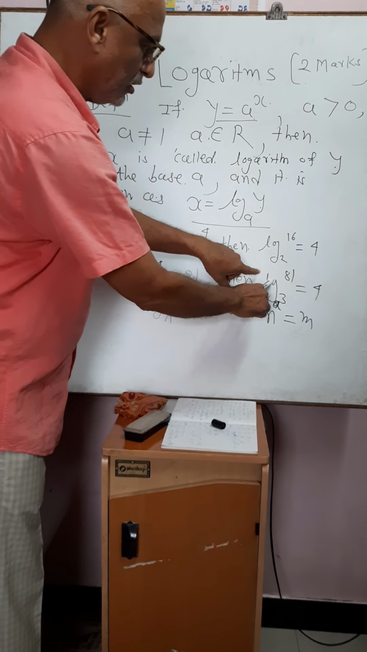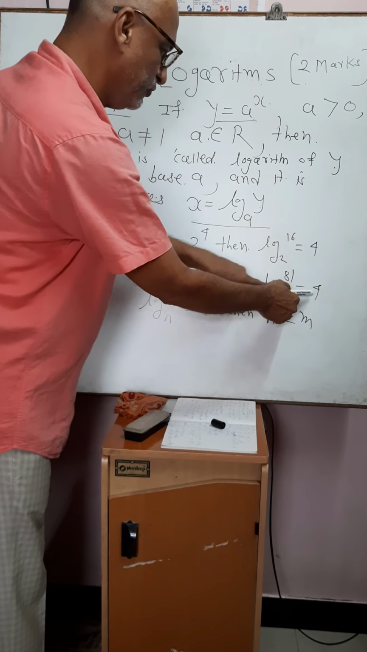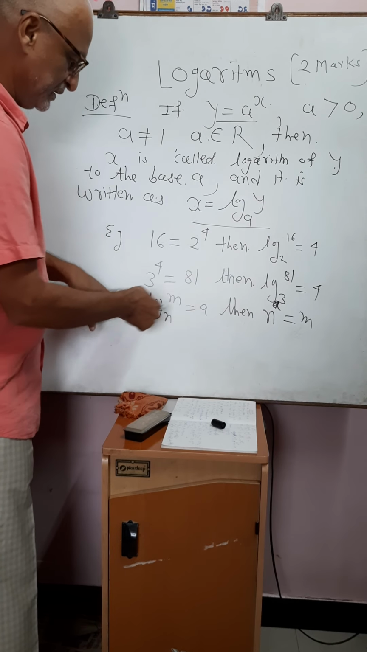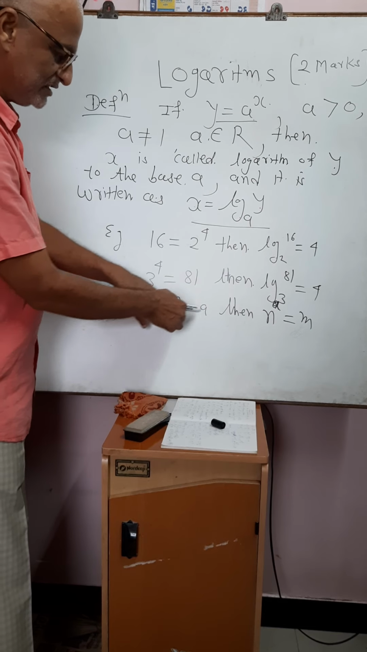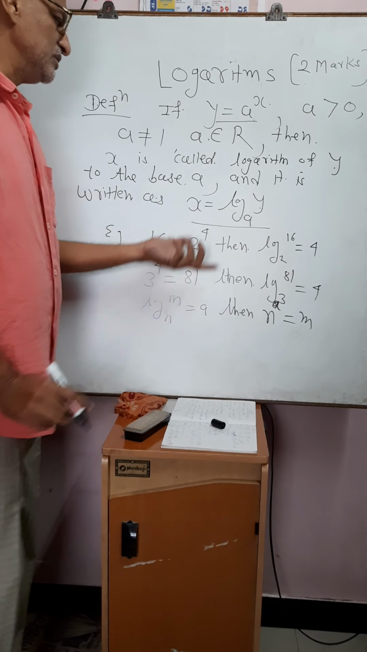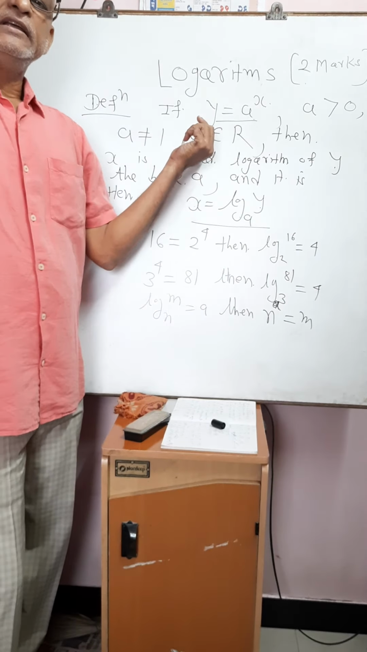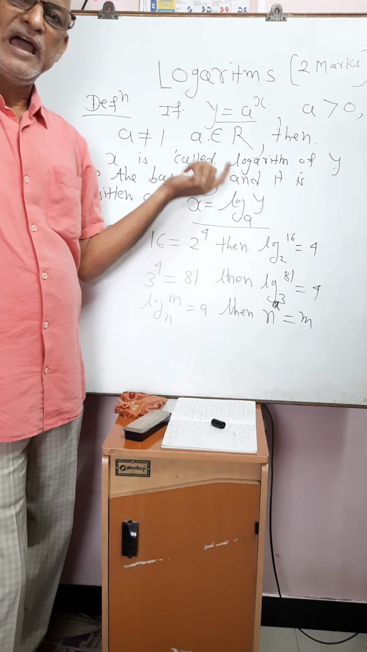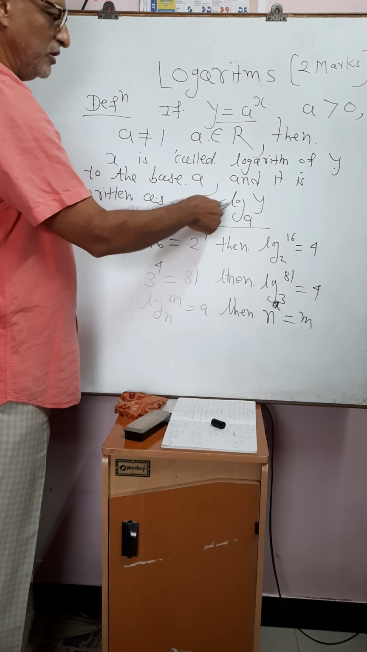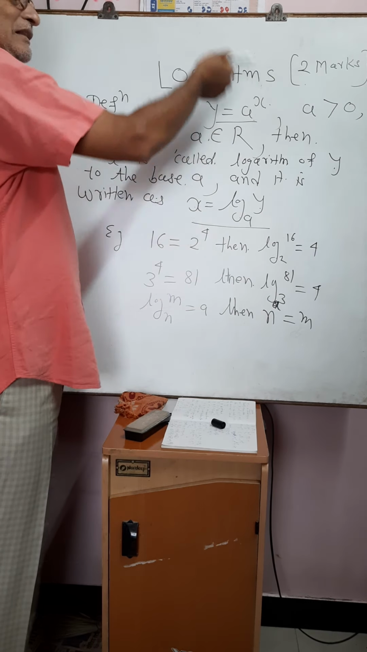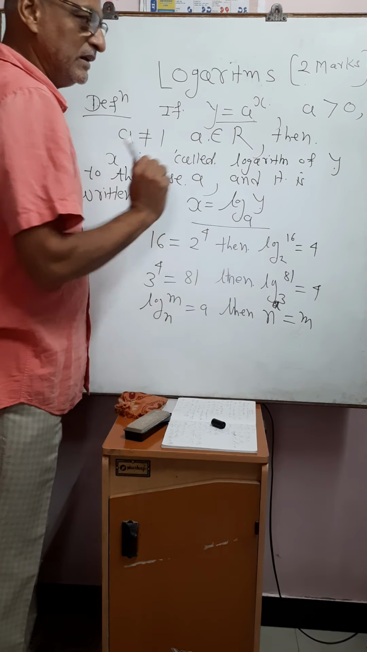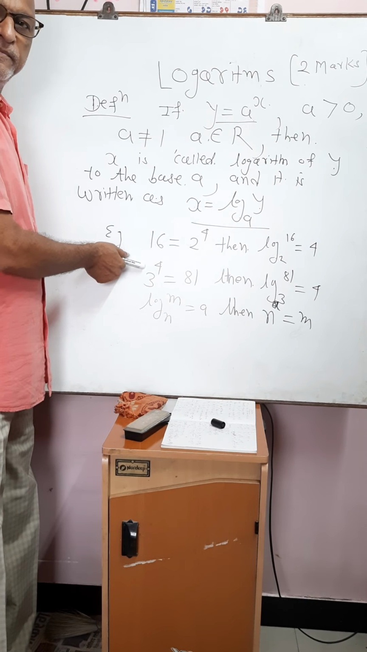See here, log of 81 to the base 3 equals 4. What is the exponential form? 3 raised to 4 equals 81. Same here, log of m to the base n is equal to a. Then the exponential form is n raised to a is equal to m. So this is about the definition of logarithm and the conversion of exponential form into the logarithmic form, or vice versa, that means the logarithmic form into the exponential form. I think the idea is clear.